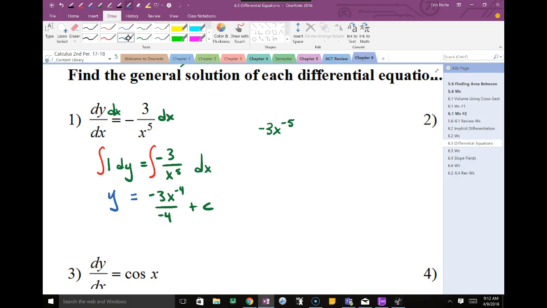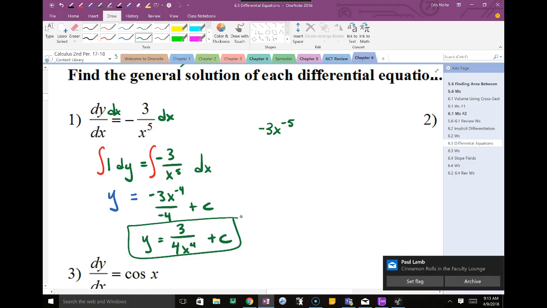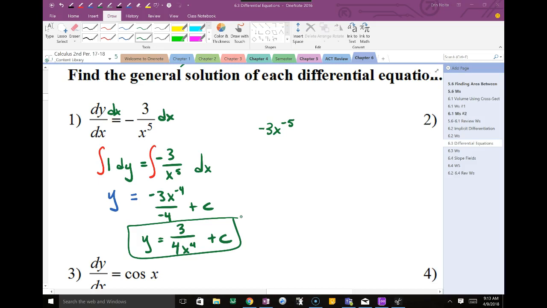Okay, so simplify that. If I have a negative 3 over negative 4, what happens? 3/4. And if I have a negative exponent, what happens? It goes to the bottom. So I'm going to have 3 over 4x to the 4th plus c. And that would be my general solution. All I really know about this function is that it's like, I don't know, a volcano. But a plus c could potentially take this function and move it up and down. So therefore it's a general solution. Does that make sense?